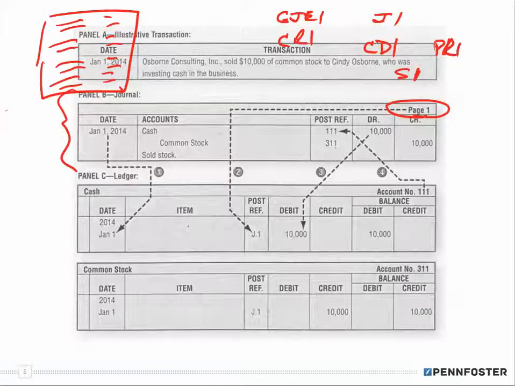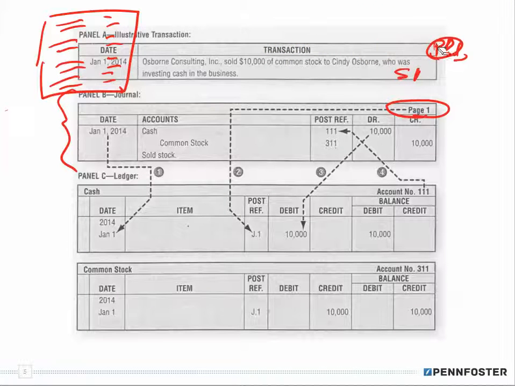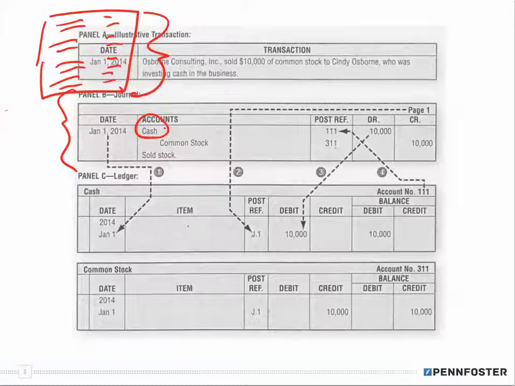You abbreviate the journal and then you put the page number. The reason I'm pointing that out right now is that your journal entries are all listed on one page. If you have 100 pages, it's going to be difficult to find all the transactions that apply to cash. Let's say you have 60 transactions. You don't want to be leafing through 100 pages looking for those 60 transactions and doing all of the math to figure out what your cash balance is.